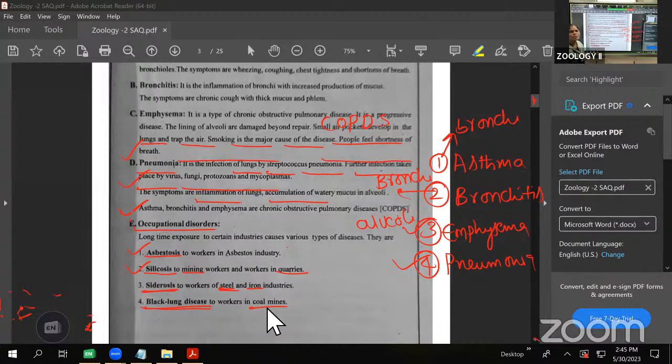This is about the second lesson SAQs. In the second lesson SAQs, we discussed four SAQs. The first one is inspiration and expiration. Second is carbon dioxide transportation. The third one is respiratory movements regulation. And the fourth is respiratory disorders. With this, we complete the 2B SAQs.